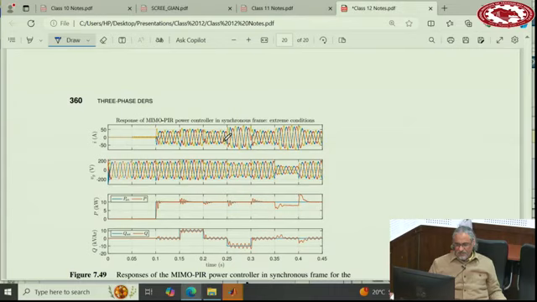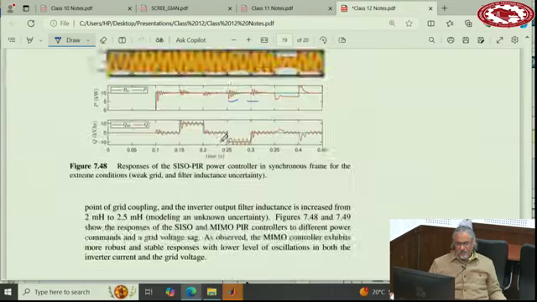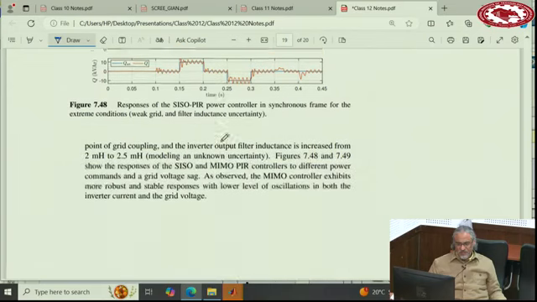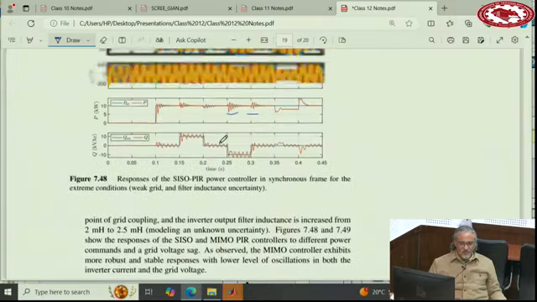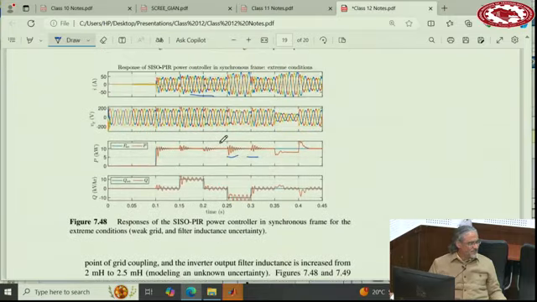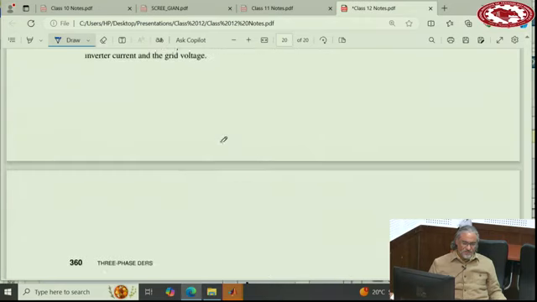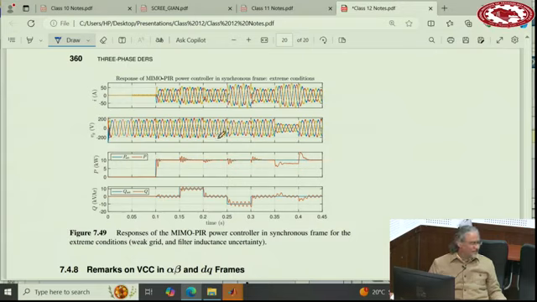That was for CISO, and this is for MIMO. So you see the oscillations are a little bit lower if you compare this one with this one. Just keep this in mind for a moment. And now look at this one. So MIMO is better. But how much, you need to define and quantify in a more scientific way, which I haven't done. That was not my intention.